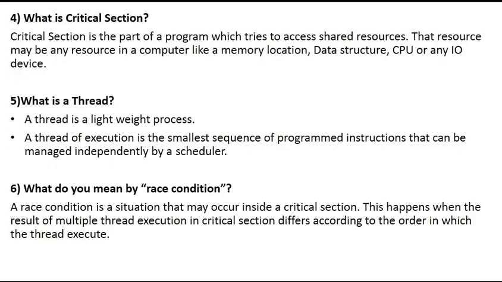The next question is, what is critical section? Critical section is a part of a program which tries to access shared resources. That resource may be any resource in a computer, like a memory location, data structure, CPU, or any input-output device. What is threading? A thread is a lightweight process. A thread of execution is the smallest sequence of program instructions that can be managed independently by a scheduler.